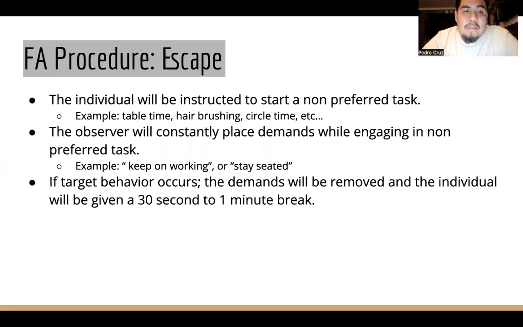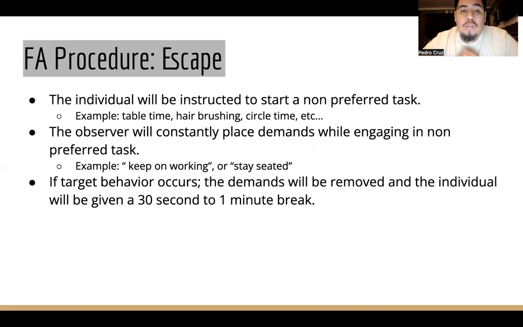Next, in the escape condition, the individual will be instructed to start a non-preferred task. Example: table time, hair brushing, circle time, etc. The observer will constantly place demands while the individual engages in non-preferred tasks, such as "keep on working" or "stay seated." And if the target behavior occurs, the demand will be removed and the individual will be given a 30-second to 1-minute break. This is only temporary, and once that break is over, we'll jump back in.